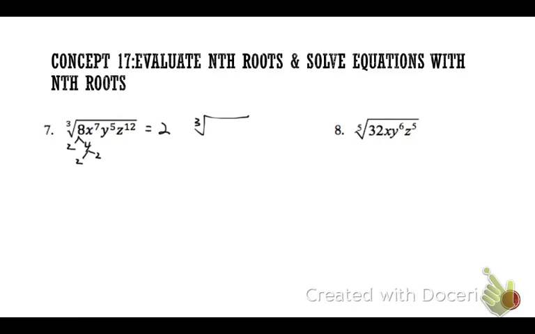Then we're going to look at x to the 7th. So the question changes. How many groups of 3 x's are there in x to the 7th? Well, there's 2 groups with 1 x left. And then with our y to the 5th, how many groups of 3 y's are there in y to the 5th power? Well, there's 1 with 2 left over. And then lastly, how many groups of 3 z's are there in z to the 12th? Well, there's 4 even. And I'm just going to kind of rewrite.